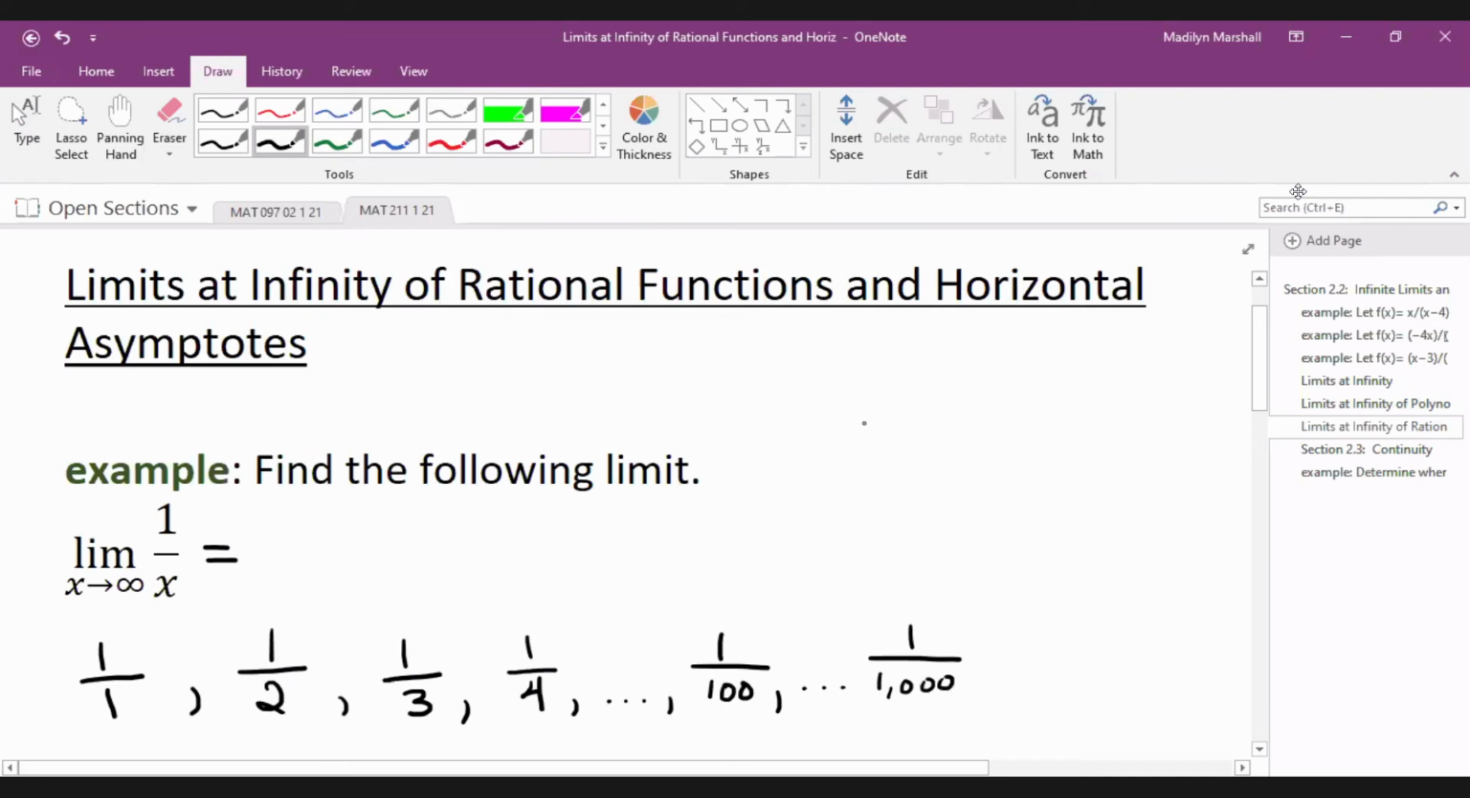So what is this eventually getting closer and closer to as x gets bigger? 0. 0, exactly. Since as the denominator gets super big, the whole value of 1 over x is getting super small. So this is getting close to 0.